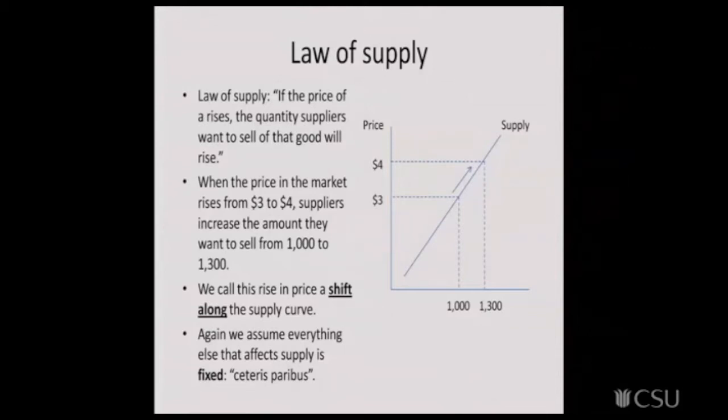We're going to use exactly the same words again, right? So we're going to have a price change, meaning you read a price change off on the vertical axis here, is a shift along the supply curve. Just like we had a price change was a shift along the demand curve. Here, a shift along the supply curve is telling you as the price goes up, suppliers bring more to the market. So here in this case, if the price in the market went up from $3 to $4, then suppliers are willing to bring 1,300 units to the market, whatever it is.